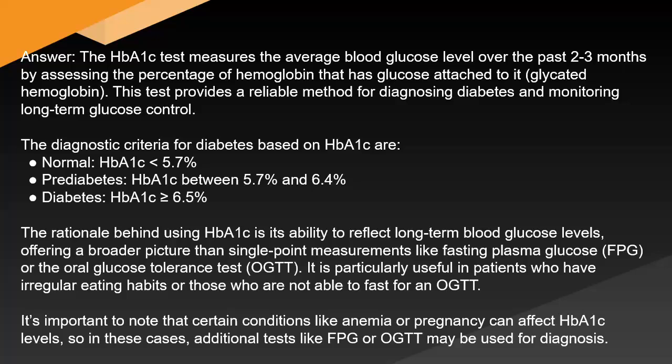The rationale behind using HbA1c is its ability to reflect long-term blood glucose levels, offering a broader picture than single-point measurements like fasting plasma glucose (FPG) or the oral glucose tolerance test (OGTT). It is particularly useful in patients who have irregular eating habits or those who are not able to fast for an OGTT. It's important to note that certain conditions like anemia or pregnancy can affect HbA1c levels, so in these cases, additional tests like FPG or OGTT may be used for diagnosis.